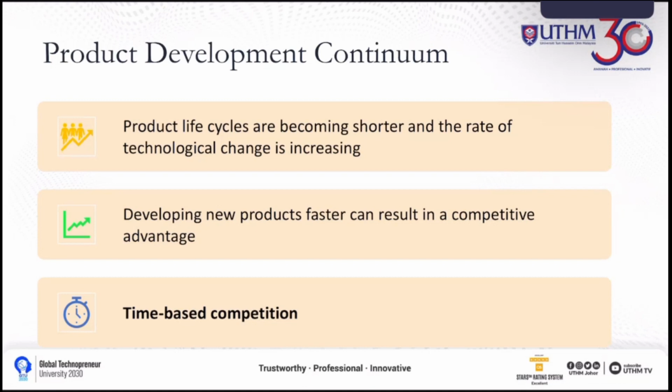So why do we need the strategy? Because product life cycles are becoming shorter and the rate of technological change is increasing. And because developing a new product faster can result in a competitive advantage, due to time-based competition. So how can you have the strategies or approach when you want to develop a new product? How?